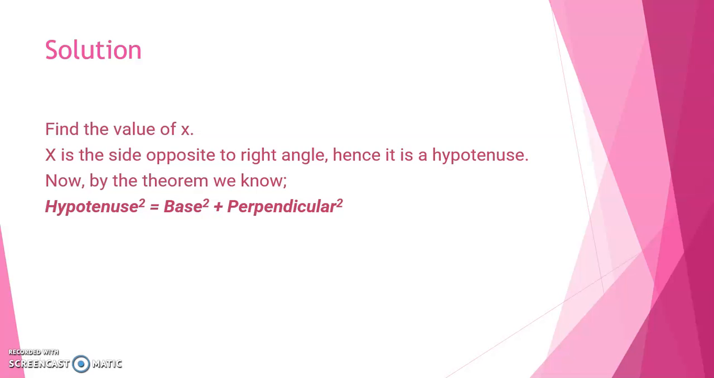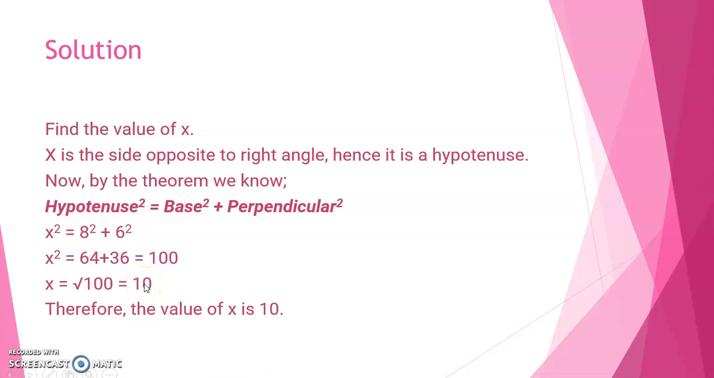From the formula, hypotenuse squared equals base squared plus perpendicular squared, which is 8 squared plus 6 squared. 8 squared is 64, and 6 squared is 36. Added, they give 100. We are looking for x, not x squared. So find the square root of both sides. The square root of 100 is 10. Therefore, the value of x is 10.